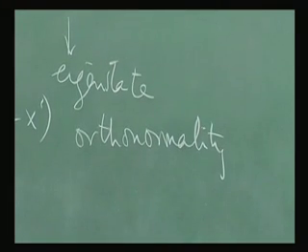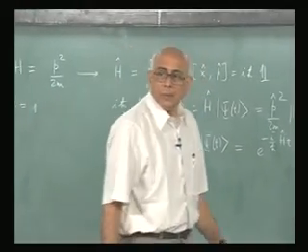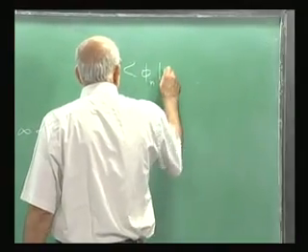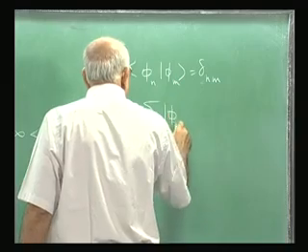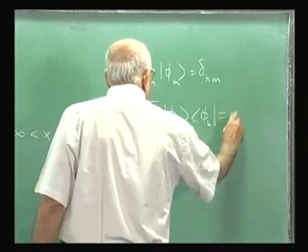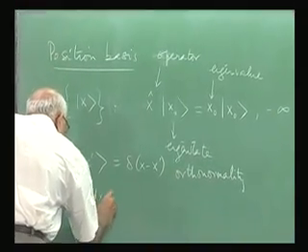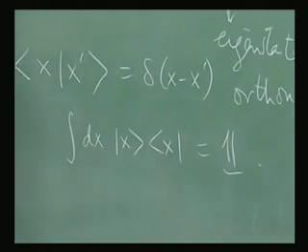What is completeness? What would that look like? Go back and look at something like <phi_n|phi_m> equal to delta nm, and the summation over n of |phi_n><phi_n| equal to the unit operator. That was orthonormality, and this is completeness. Now what would that look like here? You need an integral instead of a summation. So you need the integral dx |x><x|, with x equal to the eigenvalue, equal to the unit operator. This is completeness.